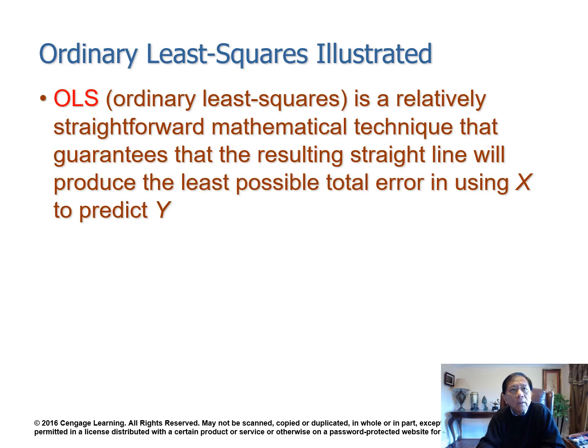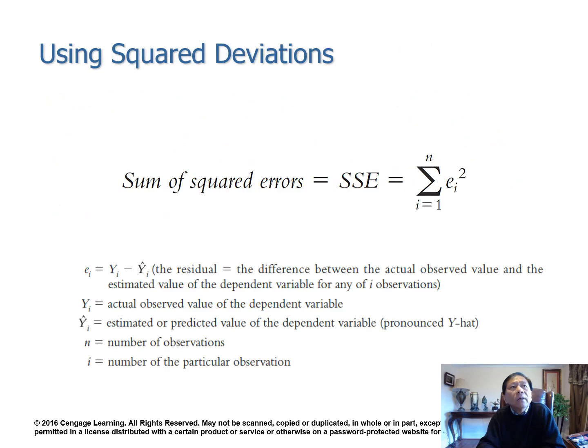Ordinary least squares illustrated. What is ordinary least squares? It is a relatively straightforward mathematical technique that guarantees that the resulting straight line will produce the least possible total error in using x to predict y. That's ordinary least squares. It uses squared deviations. The sum of squared errors, or SSE, is all the errors added up.